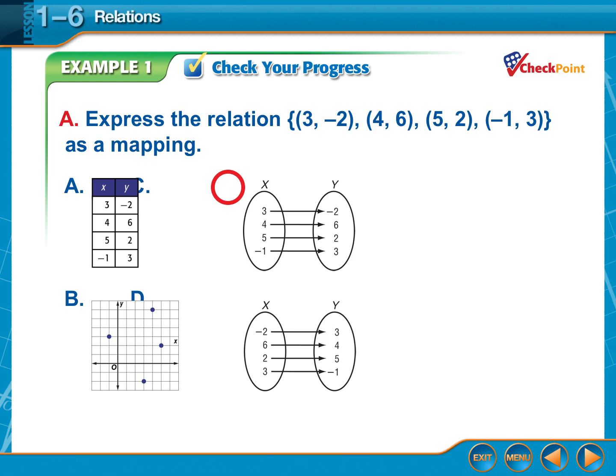Remember about range? So we need to decide between one of these two. Okay. So 3, -2. I'm looking at this one. Did they plot that right? 4, 6. 5, 2. -1, 3. Good. So we know that this one is correct. Why is this one down here wrong? Because they're flipped around, right? They put the range as the x's and they put the domain as the y's. Big no-no. Don't do that, okay?